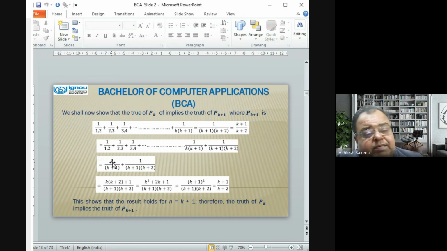Multiply k into k plus 2. This is from plus, this is the same, you will get 1. 1 into 1 is 1. Now you are left with k square plus 2k plus 1, that is k plus 1 whole square divided by k plus 1 into k plus 2. One k plus 1 will be cancelled, so you will be left with k plus 1 upon k plus 2, which is nothing but this. This is what you are supposed to do in proving questions related to mathematical induction of this kind.